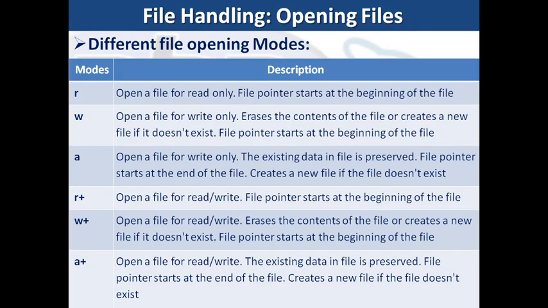Different file opening modes. r is for opening a file for read only. The file pointer starts at the beginning of the file. w opens a file for write only, erases the contents of the file, or creates a new file if it does not exist. The file pointer starts at the beginning of the file. a opens a file for write only. The existing data in the file is preserved. The file pointer starts at the end of the file. It creates a new file if the file does not exist. So let us check it on the browser first.